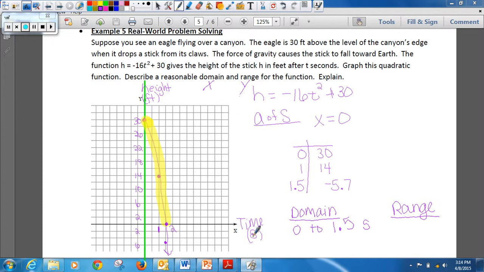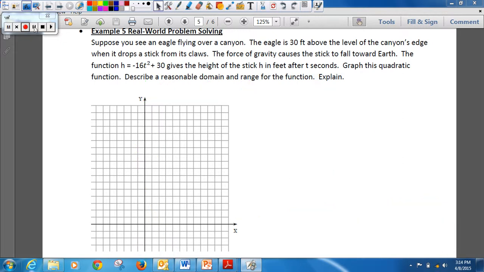My range values, again, it's going to be 0. But the high point here was 30, and then we would go down to 0. 30 to 0 feet. So those are your acceptable values. And the reason why is because both feet and time cannot be negative values. Go ahead and complete your quick checks, and then look at your schedule for your assignment that goes with this section.